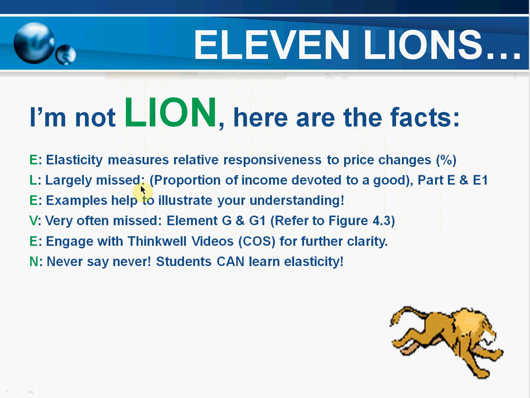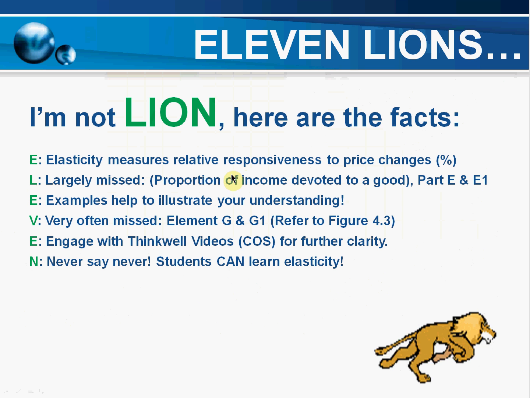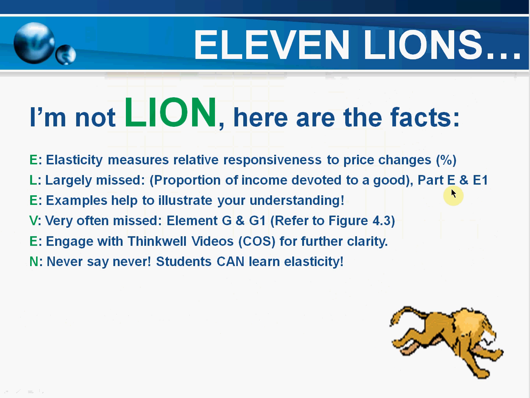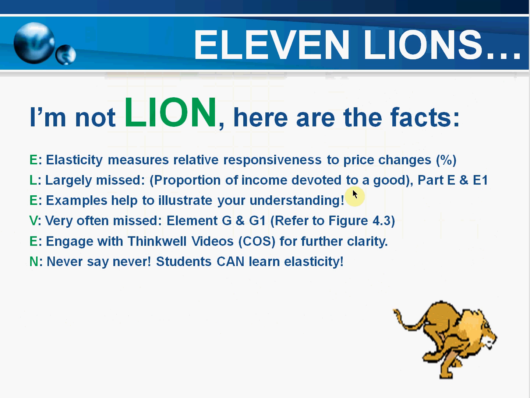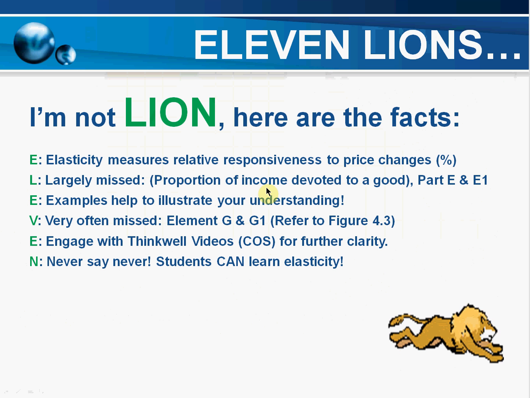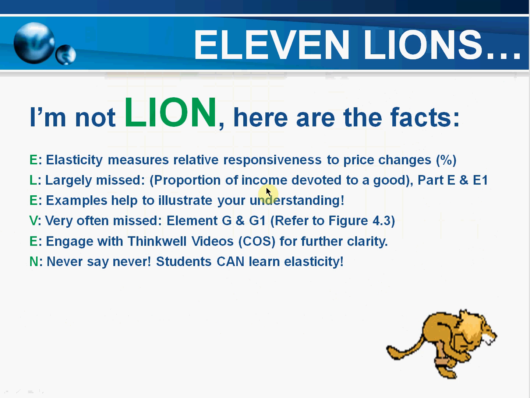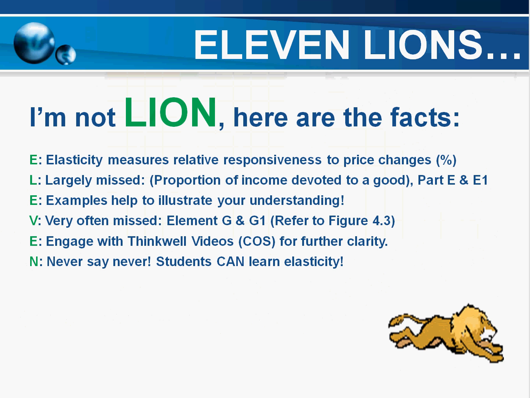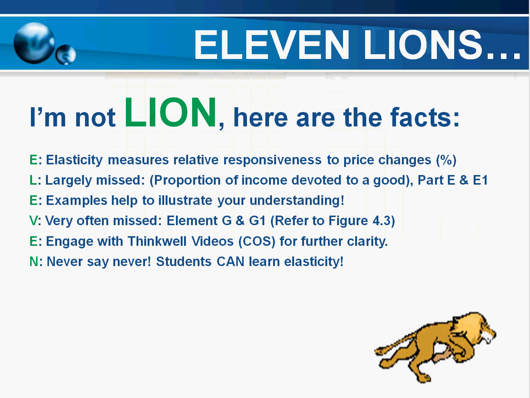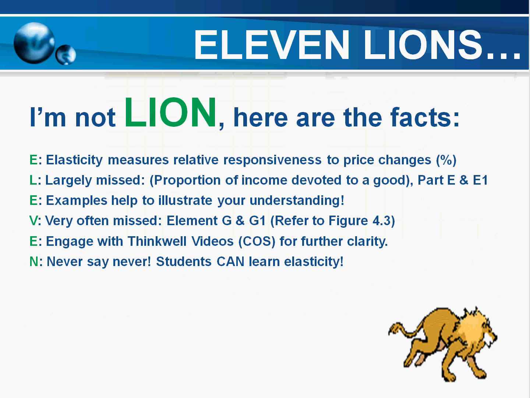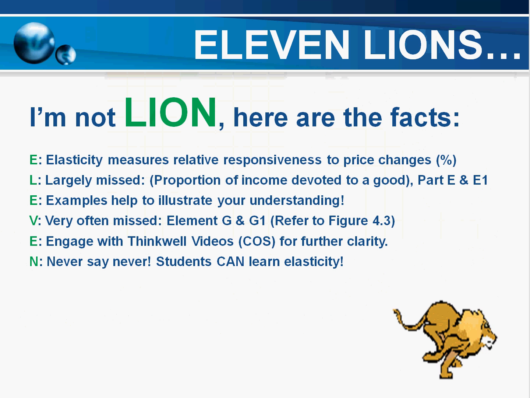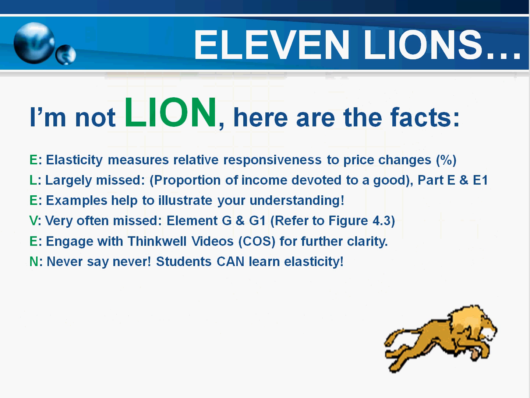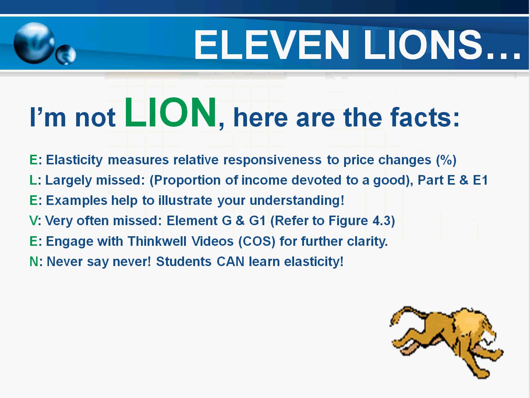Many students struggle with the proportion of income devoted to a good, which is element E and E1 of the task. Remember not to confuse this with income elasticity. More specifically, income elasticity was the equation that was looking at how consumers responded in regards to their demand for a good following an income change. This is where we ended up delineating goods as being either normal or inferior.